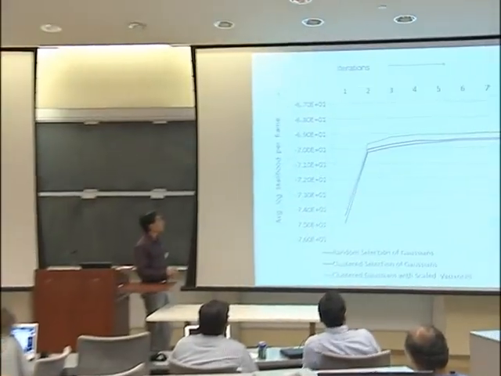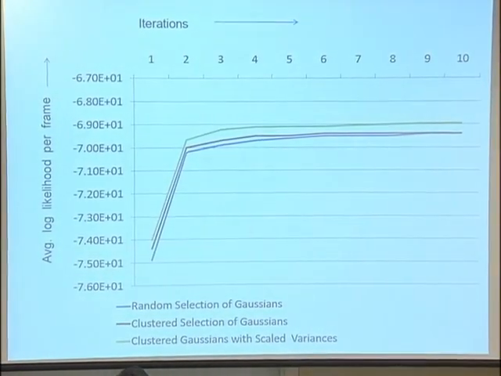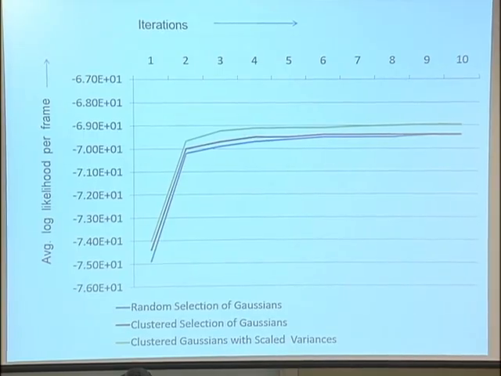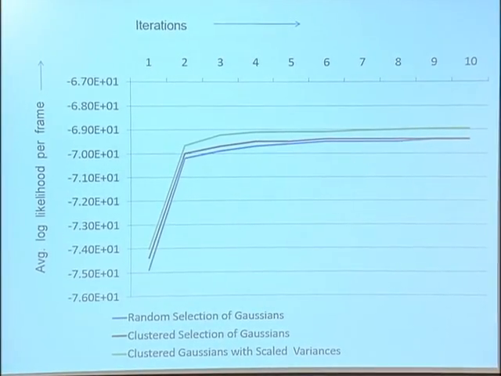These are the results: maximum likelihood per frame versus iterations on the 3 experiments that I performed. Firstly, the random selection of Gaussians that I have shown in that block diagram. Second, the clustered selection of Gaussians. Thirdly, the clustered Gaussians with scaled variances, following some experiments on variance initialization. So we see that the scaled variances seem to work.